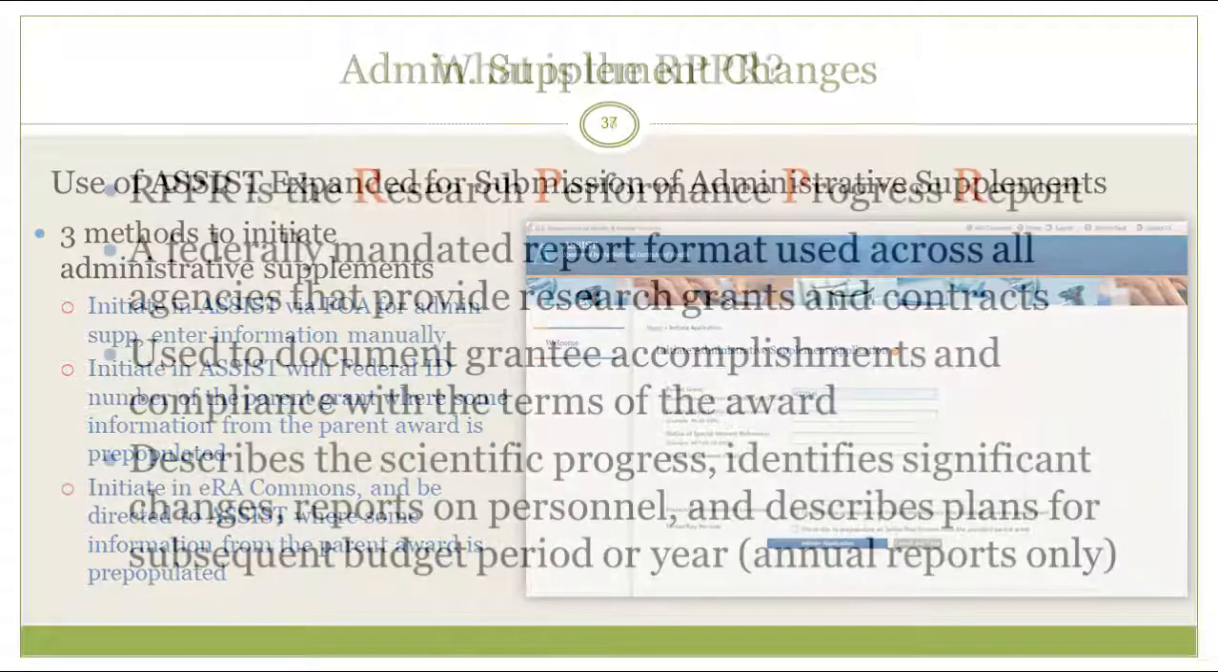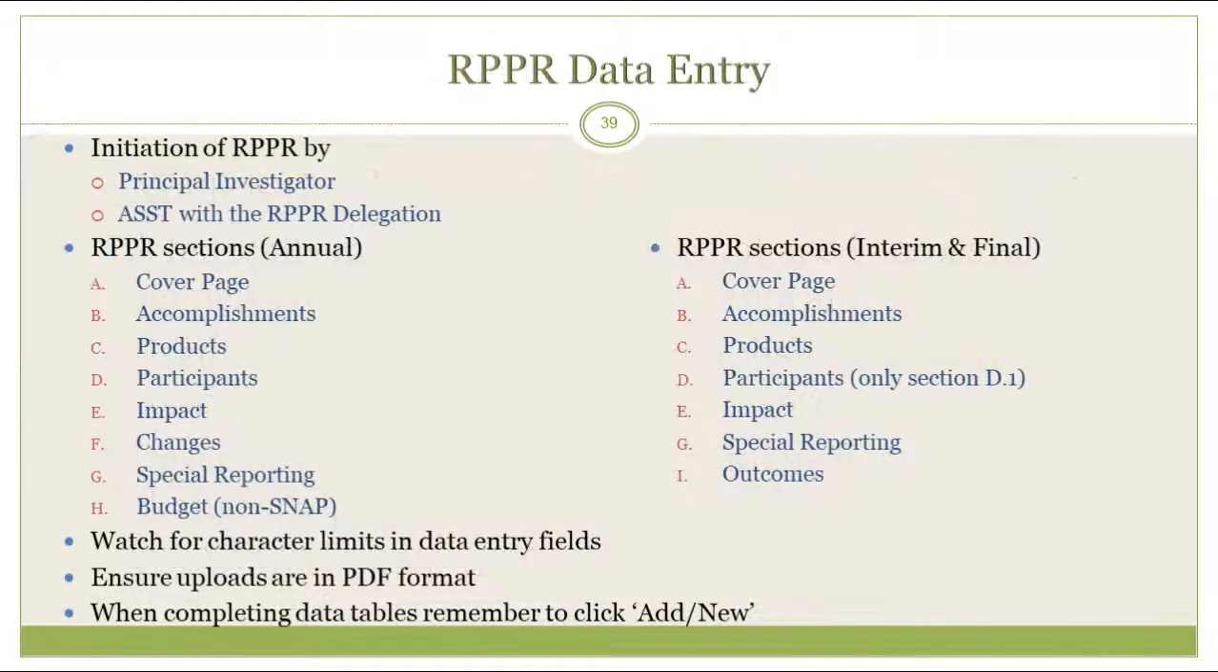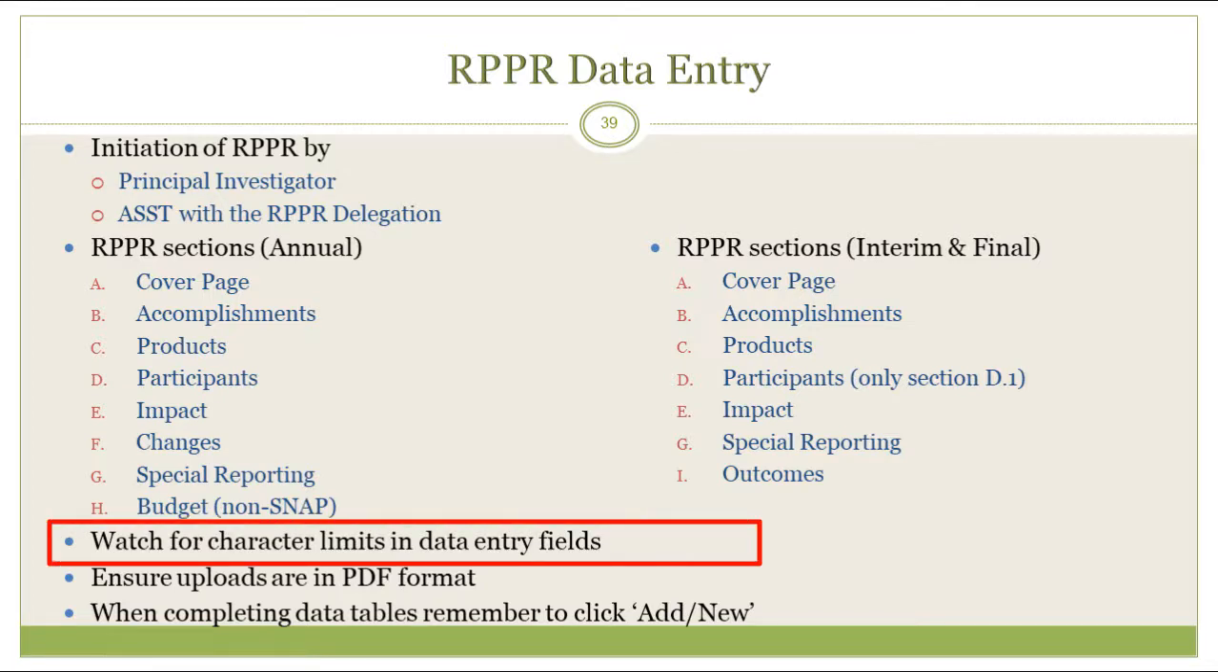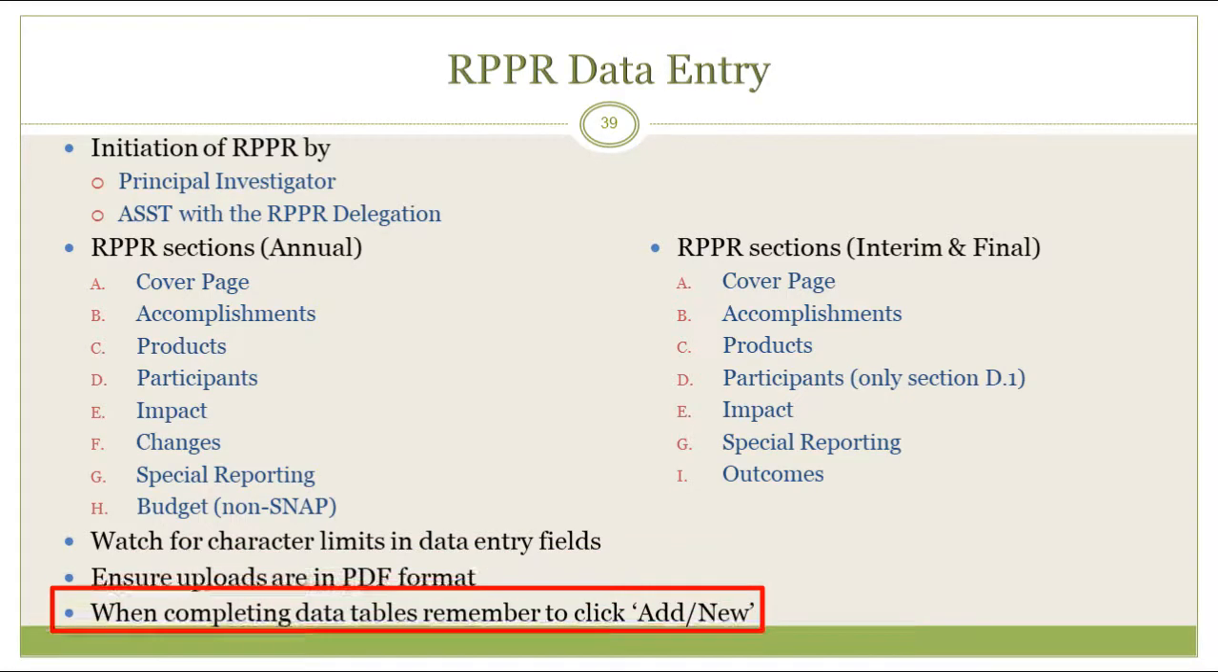We are. Welcome to the RPPR, which is the Research Performance Progress Report. This report is federally mandated, and the format is used across all agencies that have research grants. NIH and eRA Commons have automated this form. This slide shows you all the overview of the sections in the RPPR. We are asking you to watch for character limits in your data entry fields, ensure uploads are in PDF, and when completing data tables, remember to click Add New.